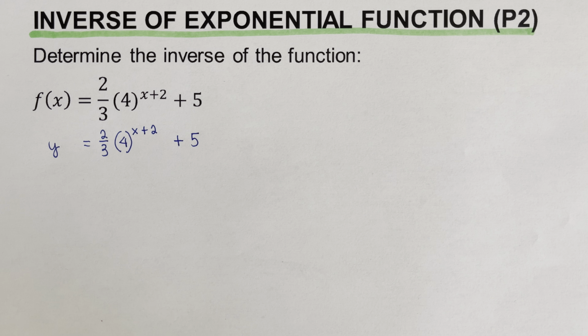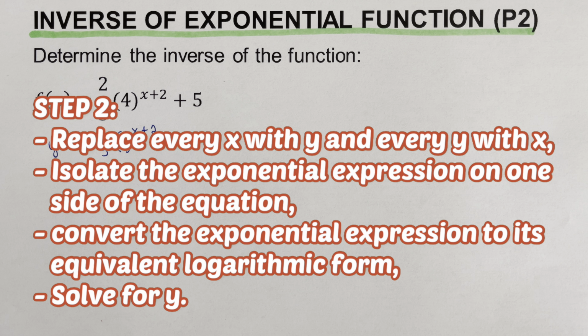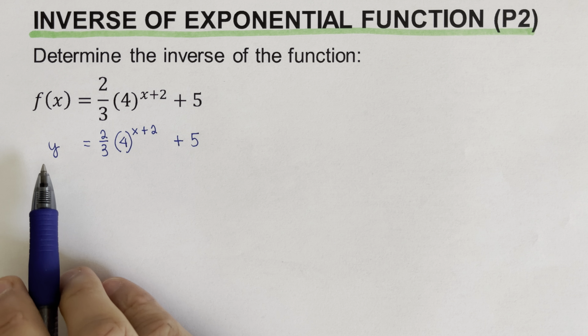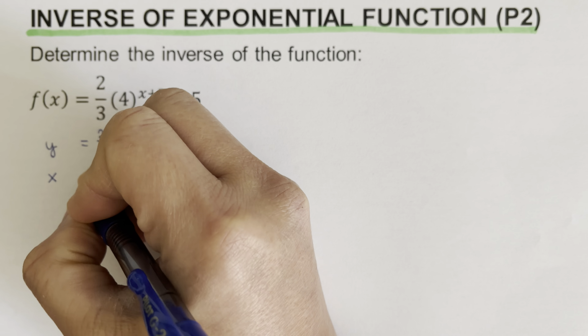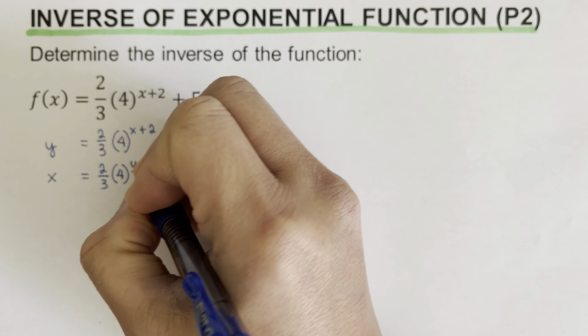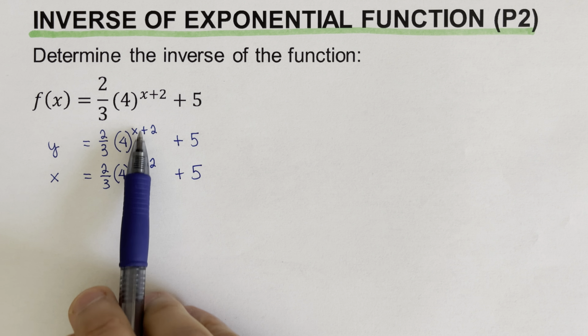Okay, after we're done with the first step, we're ready to move on to the second step. The second step states that we're supposed to replace every x with y and every y with x, isolate the exponential expression on one side of the equation, convert the exponential expression to its equivalent logarithmic form, and solve for y. So part of that second step is to again change the y to x and x to y so that we can go ahead and rewrite this as, okay, so I've changed the y to x and then the x to y.